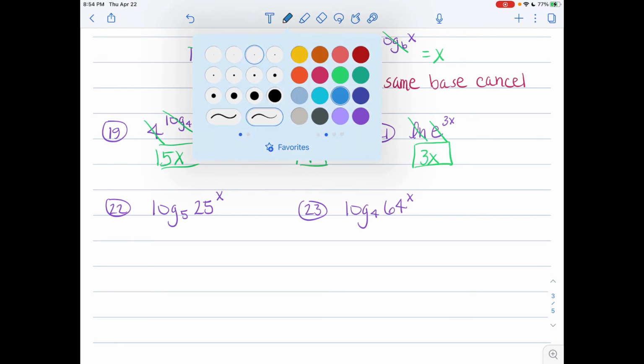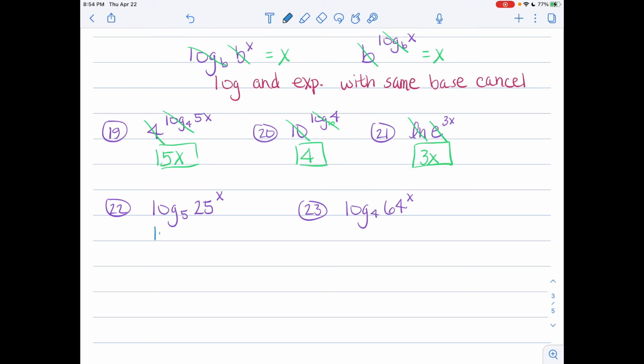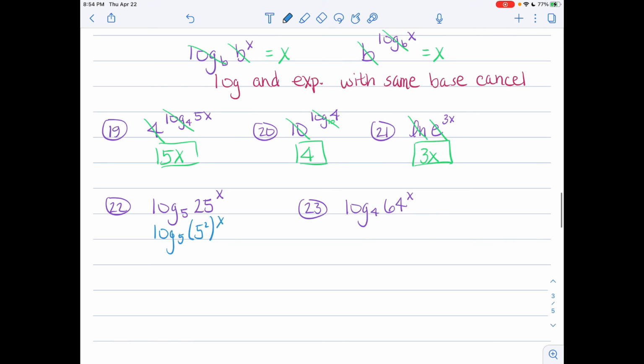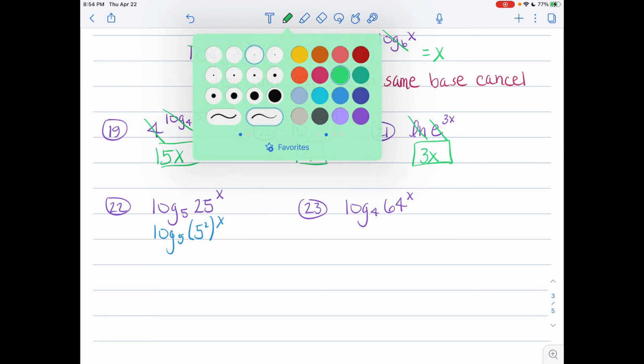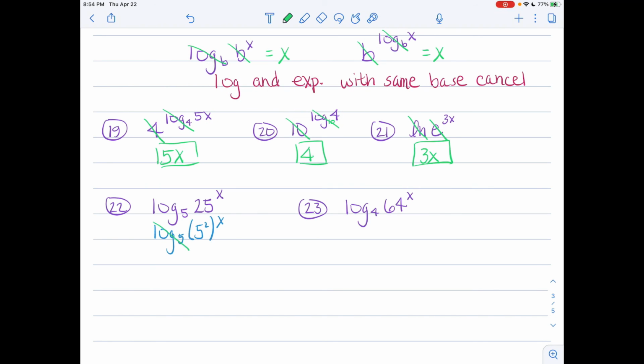So let's do that. If I have log base 5 of 5 squared to the x, then the power of a power rule says I can combine those exponents, multiply them together. So I'm going to have 5 to the 2x if you wanted to rewrite that. But either way, now I can see that I have a log base 5 and an exponent base 5, and all I'm left with is a 2x.